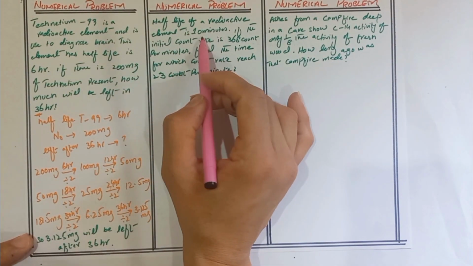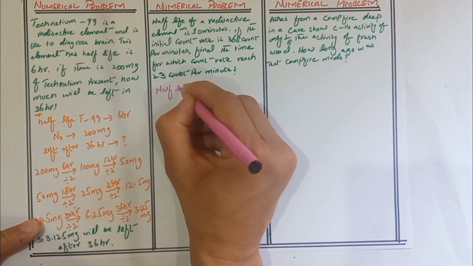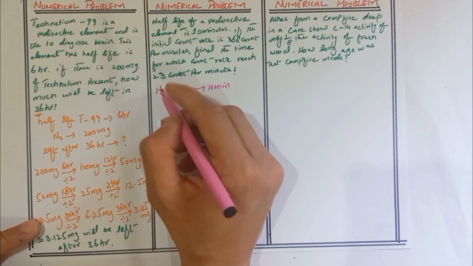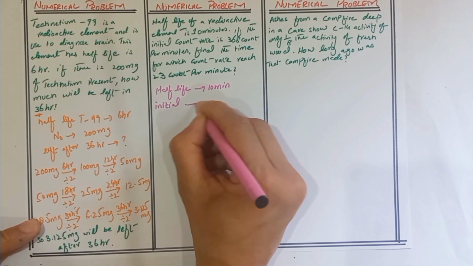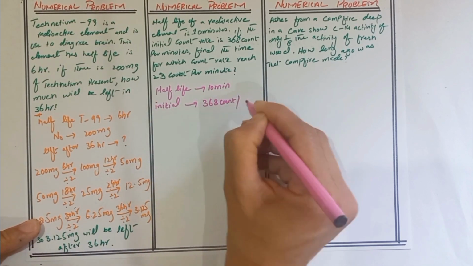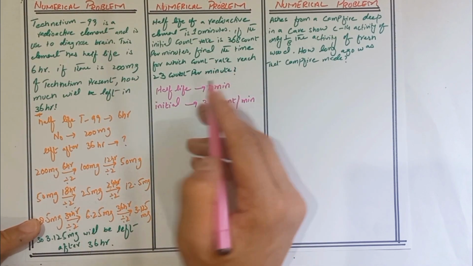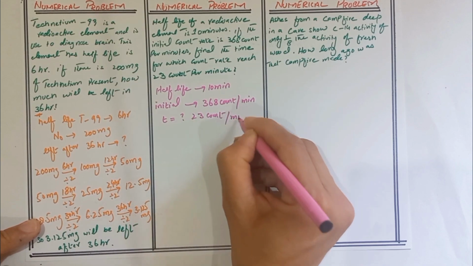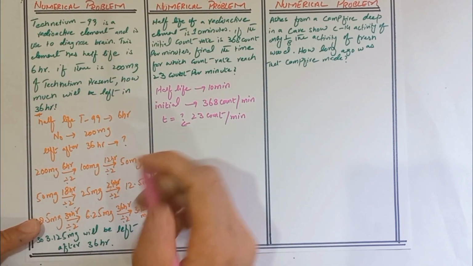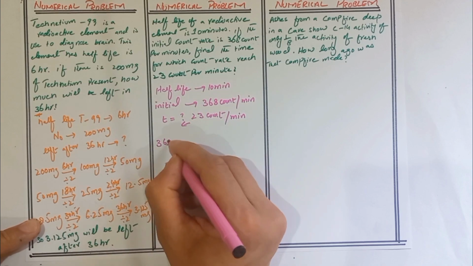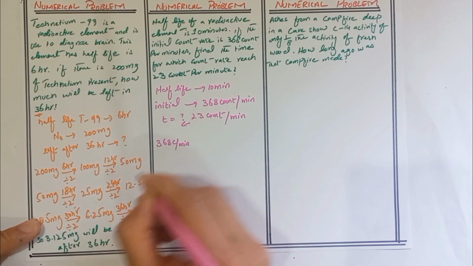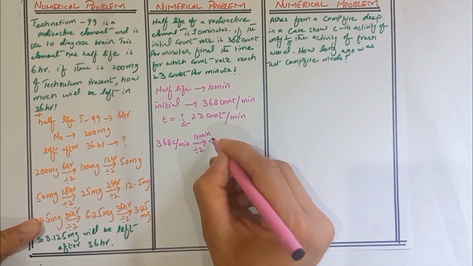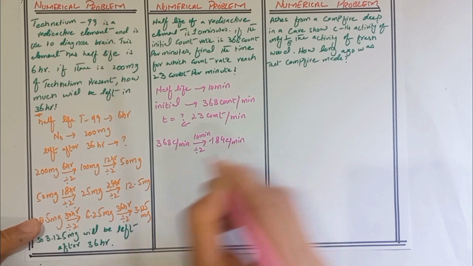The half-life of a radioactive element is 10 minutes. So here we write half-life is 10 minutes. The initial count rate is 368 counts per minute. Find the time for which the count rate becomes 23 counts per minute. So here we take the initial count rate, 368 counts per minute. After the first half-life of 10 minutes, it becomes half of this count rate, which is 184 counts per minute.